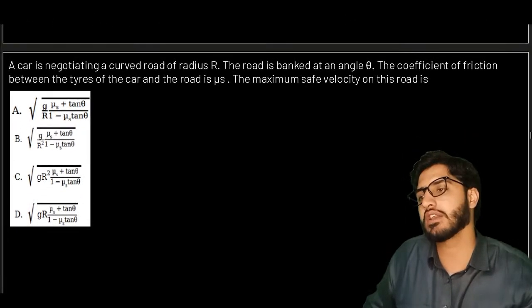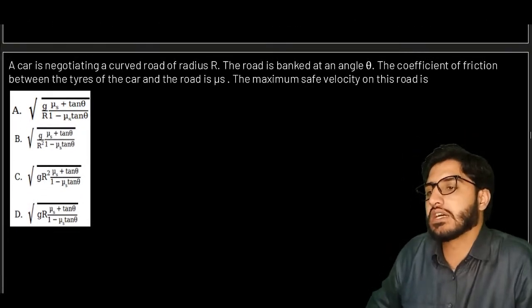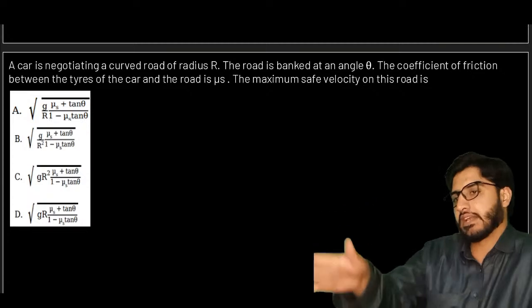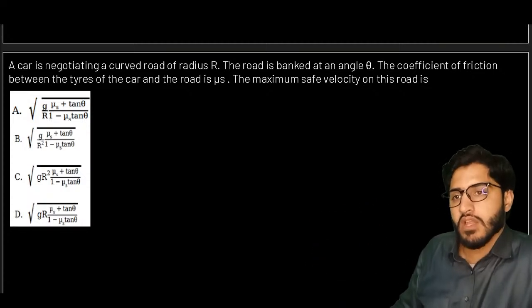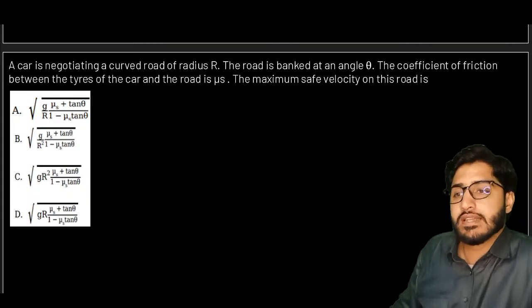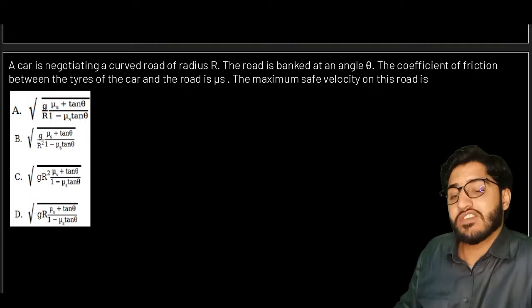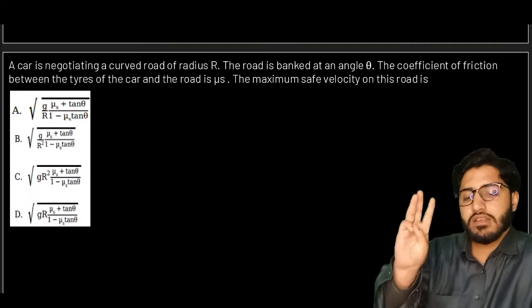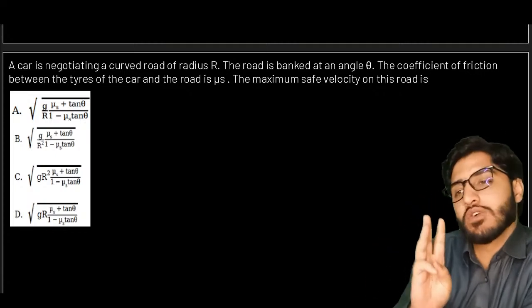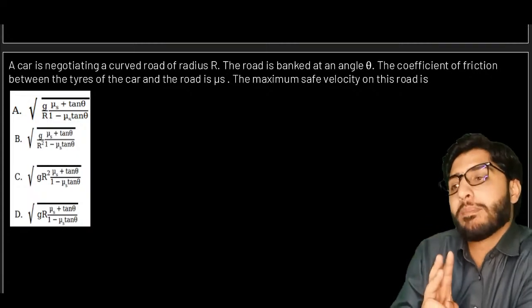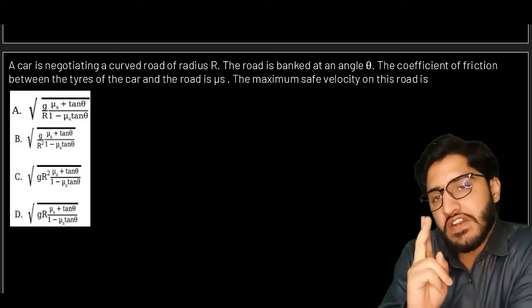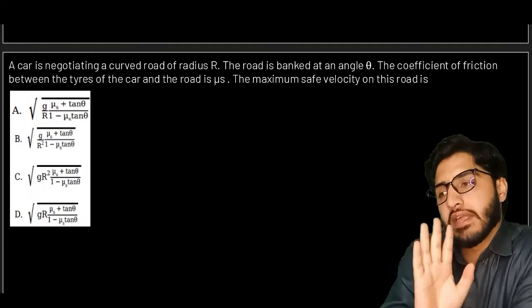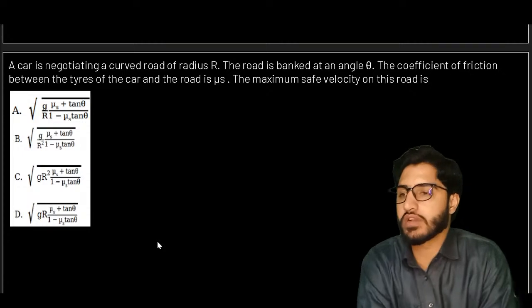A car is negotiating a curve on a road of radius R. The road is banked at an angle theta. The coefficient of friction between the tires of the car and the road is mu s. We have to find out the maximum safe velocity, right? So there are three different cases of banking of the road. One is only banking, second is only friction, third is friction plus banking. So first of all, I will make the road, right?